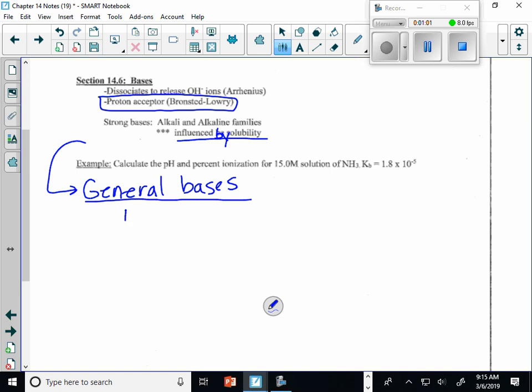And we would categorize our base, and when we write the base equation, we always are going to add water because we need to see that source of the hydroxide ion. And remember, bases are proton acceptors, so you can see this base here on the right hand side that has accepted the hydrogen ion, which is that acceptor.